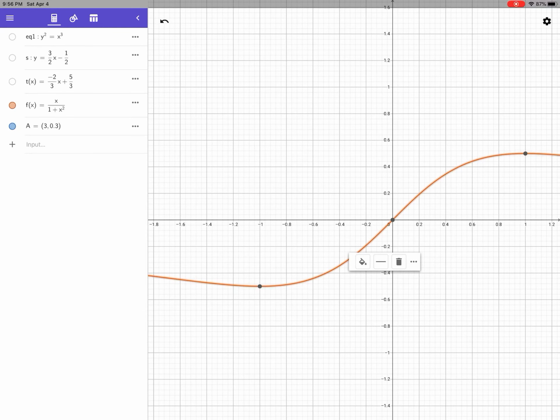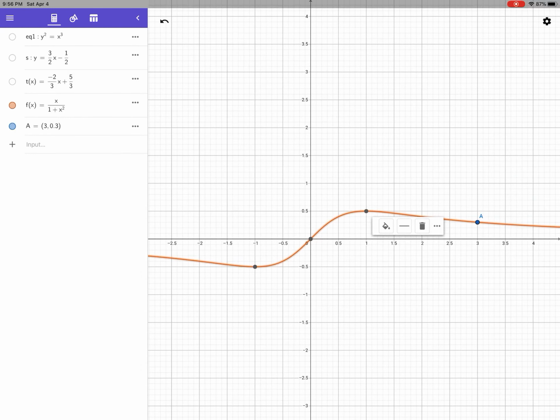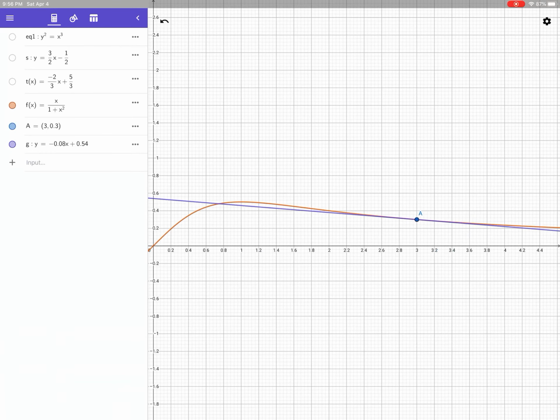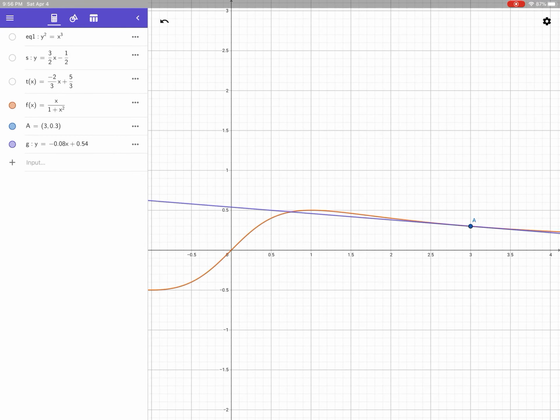Which I don't see because we're squeezed in too far. There's our point. There's our point A. And then we're going to put in the equation of the line that we found that should be tangent to this function at that point. So it's negative 0.08x plus 0.54. And you can see by the graph that we must have done it correctly, because that certainly looks tangent at that point.